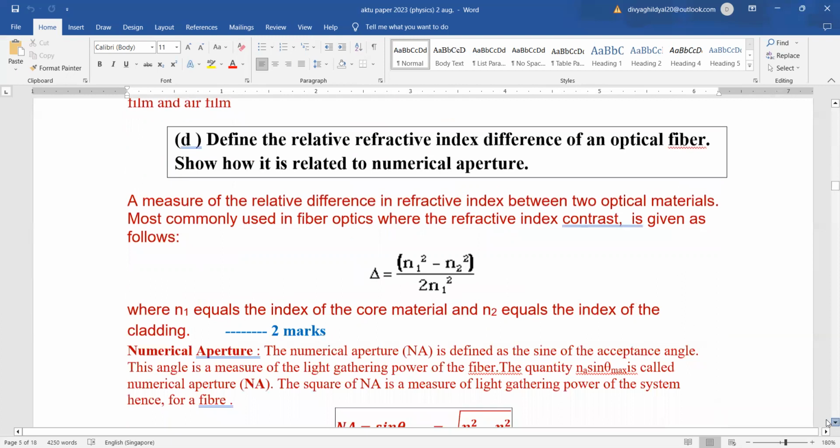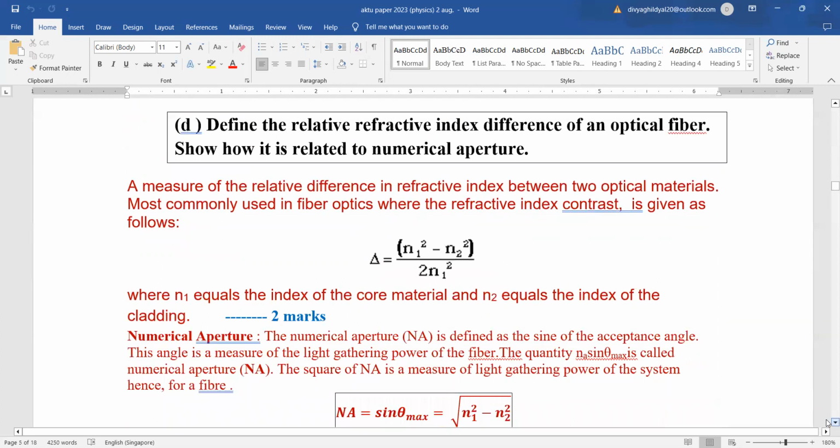Define the relative refractive index difference of an optical fiber and show how it is related to numerical aperture. See, a measure of the relative difference in refractive index between two optical materials is known as the refractive index difference, which is equal to (n1 square minus n2 square) upon 2 n1 square, where n1 and n2 are basically the refractive index of core and cladding.